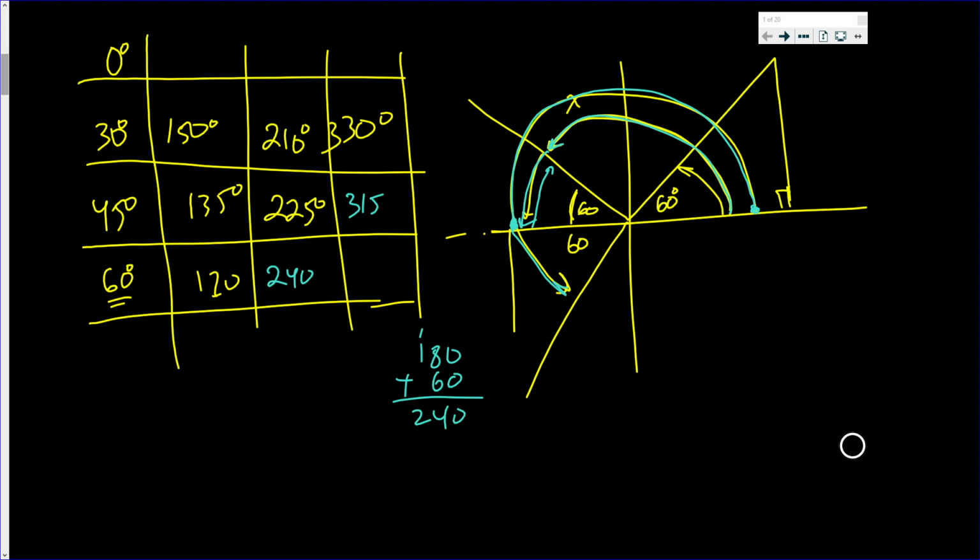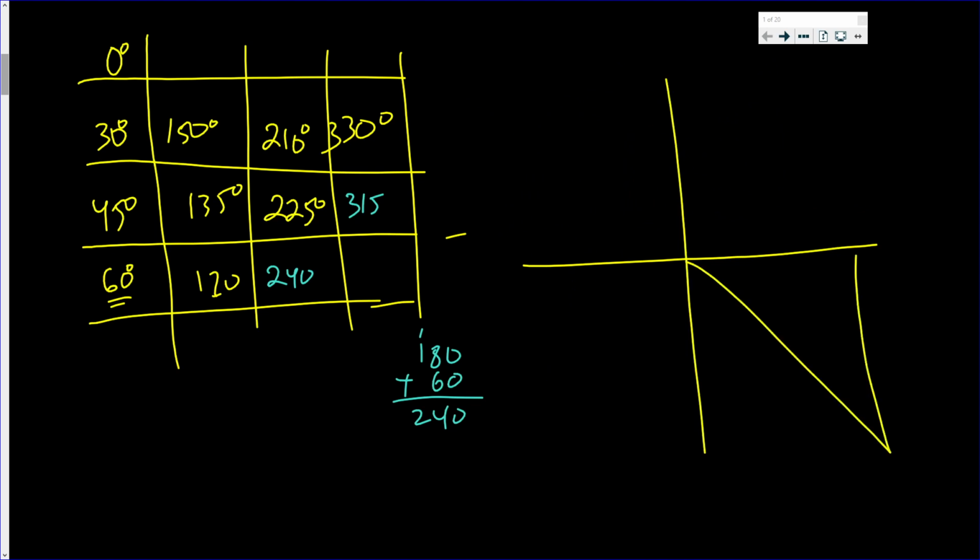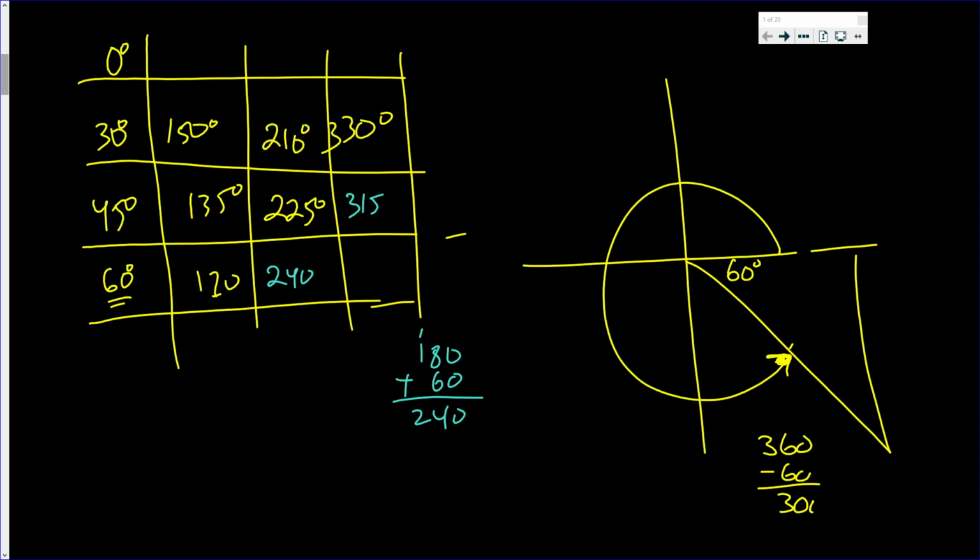And one last one. Let's clean this up a little bit. You are in quadrant 4 with a reference angle of 60. I want to know how far that is. Well, if I go all the way around and then I take away 60, I will only be here. But that's where I want to be. That's 300 degrees.